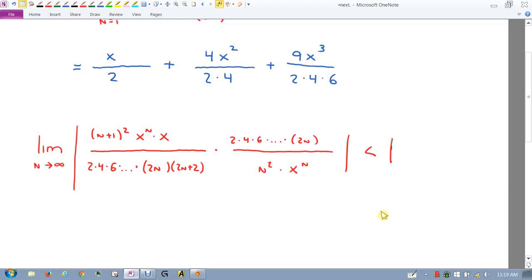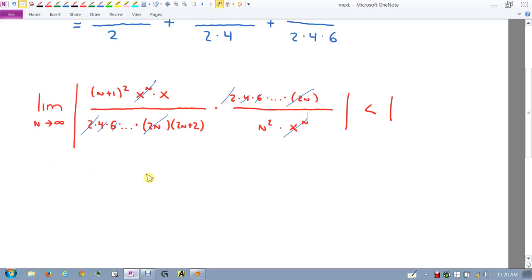Cancel, good cancellation here. 2, 2, 4, 4, 6, 6, all the way out to 2n. You see why it was important for me to write that one before it? It just helps me see where it cancels and what's left. I've got an x to the n's gone. I can't cancel the n squareds, can I? Because this one's stuck in a parentheses.